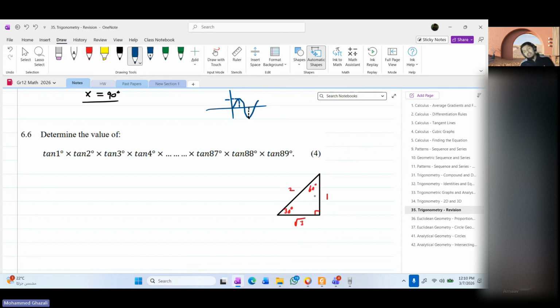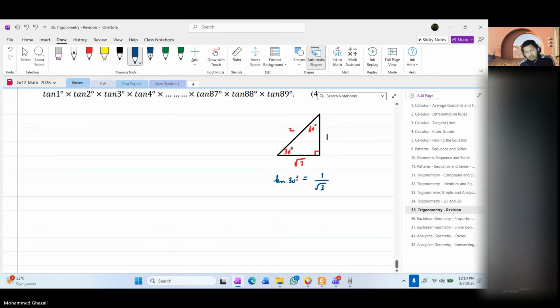If I ask you what is tan of 30, that's going to be 1 over root 3, okay? And if I use 60 degrees, if I ask you what is tan of 60, tan of 60 is root 3 over 1, okay? What happens if I take the product of these two? I will get 1. So I can say tan 30 times tan 60, the product is 1.